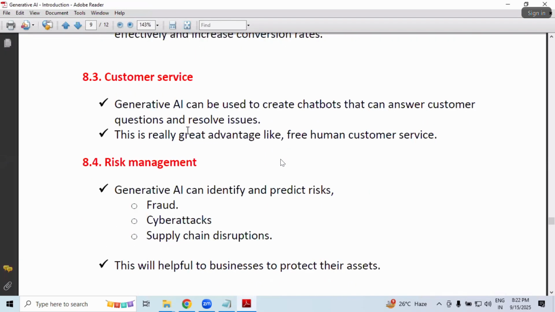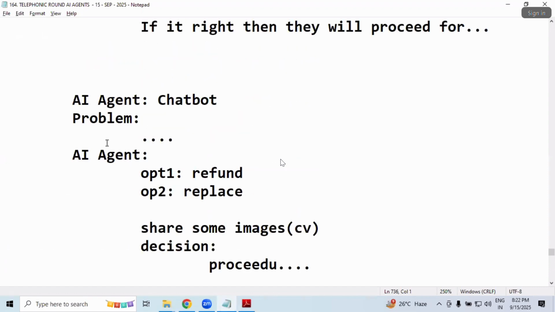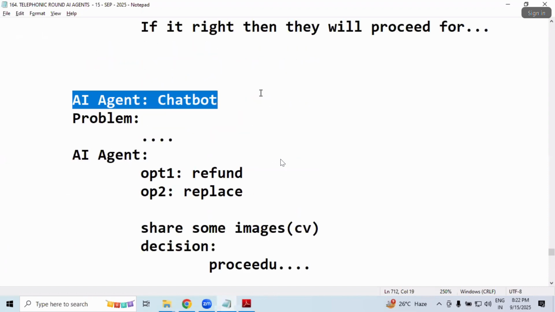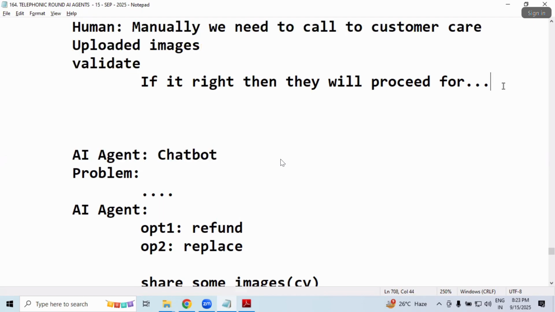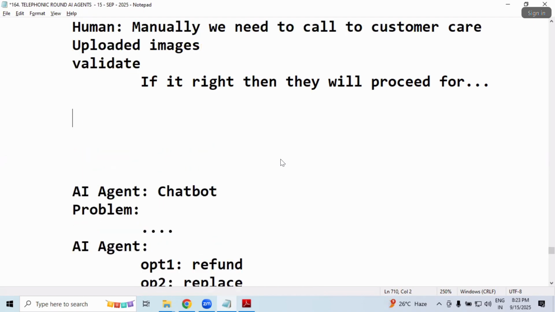Free human customer service. But I have one question for you. Sometimes an AI chatbot will make mistakes also. Then definitely, in the backend, one AI engineer will monitor what it is doing, actually.